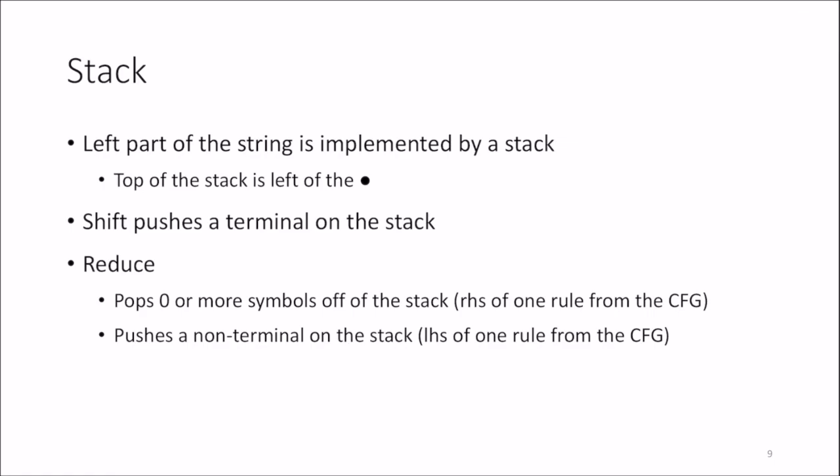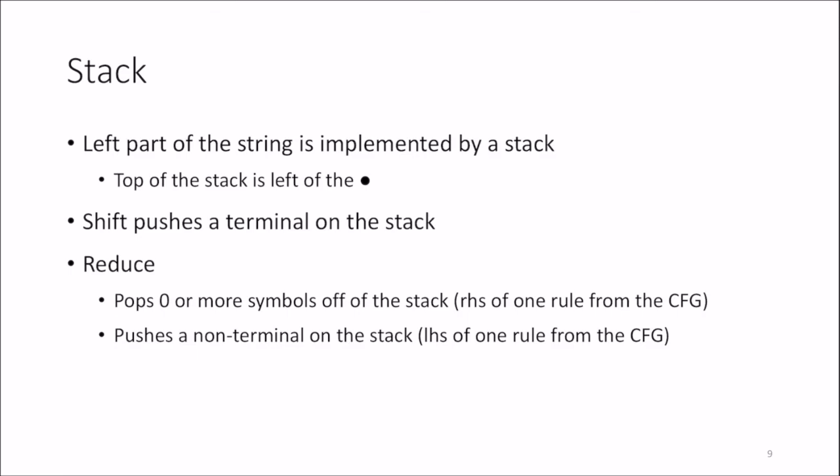So the left part of the string, the alpha that was on the left of the separator, is implemented by using a stack, because as you can see, we're always pushing something on top of the stack. It's never modified except at the rightmost boundary, between the separator. So the top of the stack is the left of the separator, and then shift pushes a terminal onto the stack, and then reduce does two things.